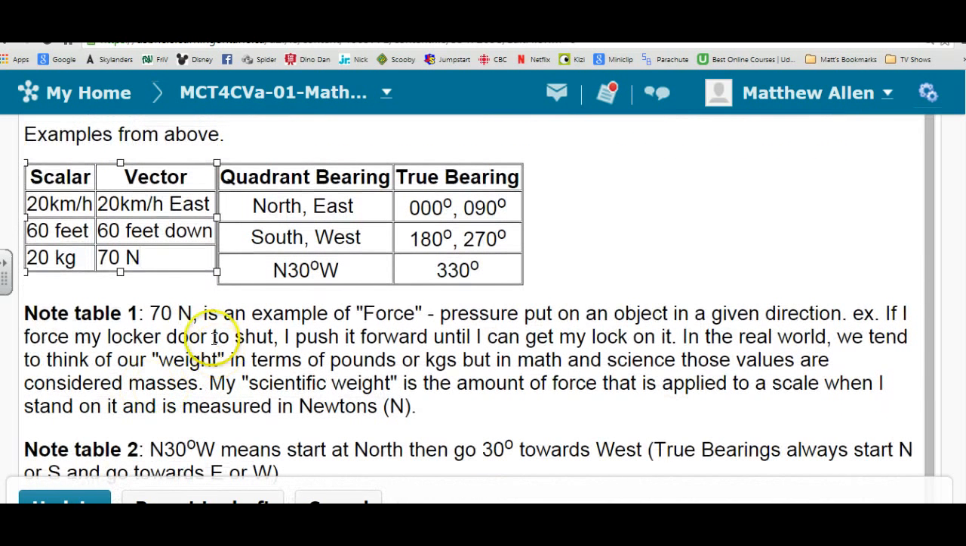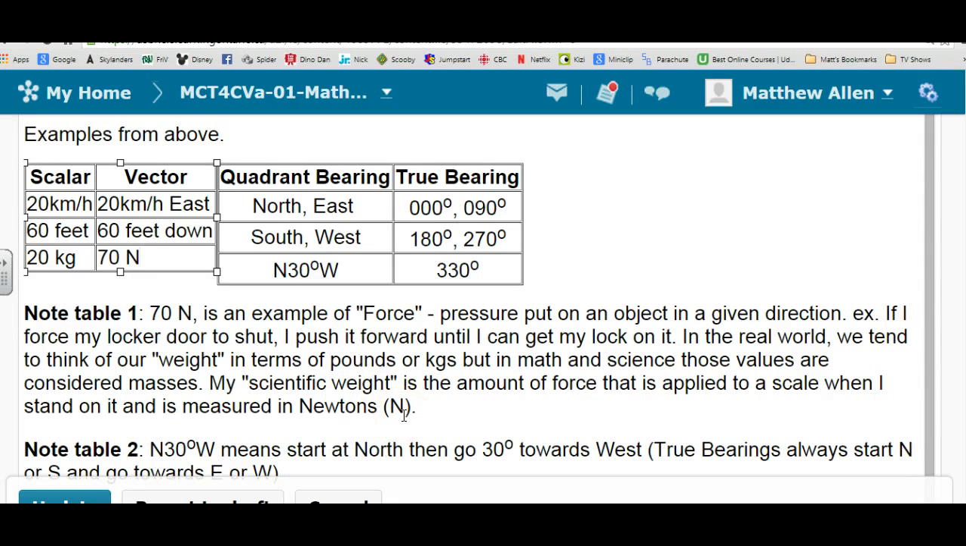Okay, so just a quick little comment here. 70 newtons is an example of a force. I'm pushing forward, something like that. In the real world, we tend to think of our weight in terms of pounds or kilograms, but really that's a mass when we talk pounds and kilograms. So scientifically, weight should be in newtons.